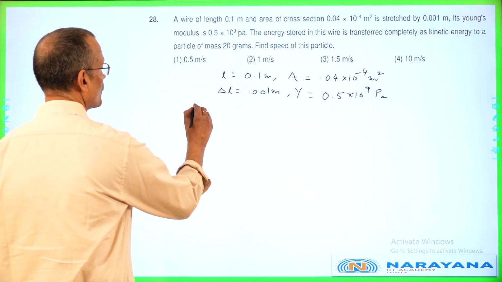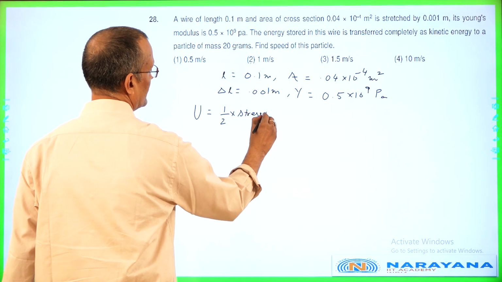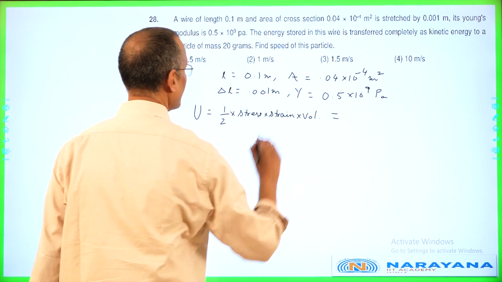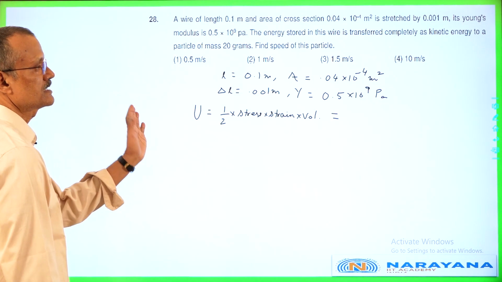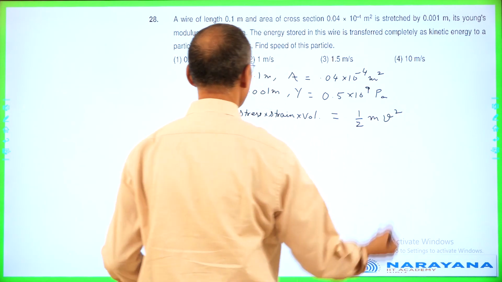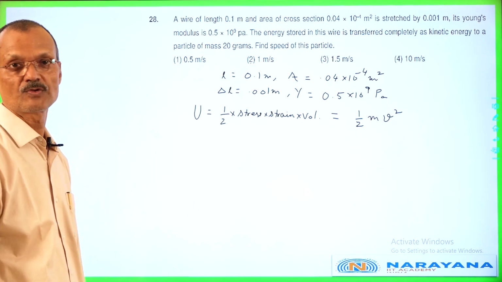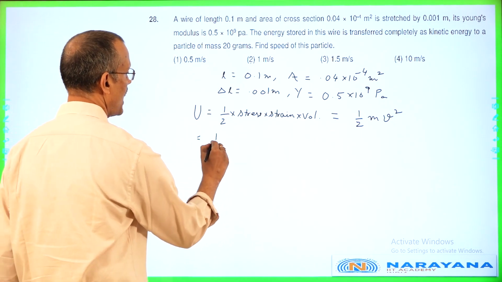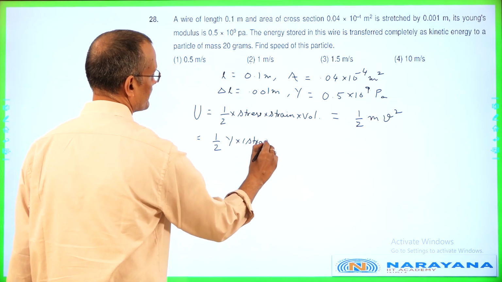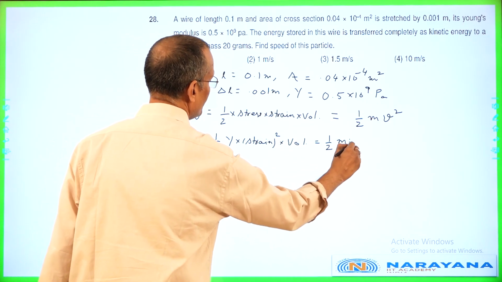Simple. So, total energy will be how much? Energy density into volume, and this must be equal to half m v square, since they are telling you this energy is transferred as kinetic energy. But stress will be how much? Because force, the restoring force, they have not given you. So this is half, stress will be Young's modulus into strain, so strain squared into volume. This will be equal to half m v squared.